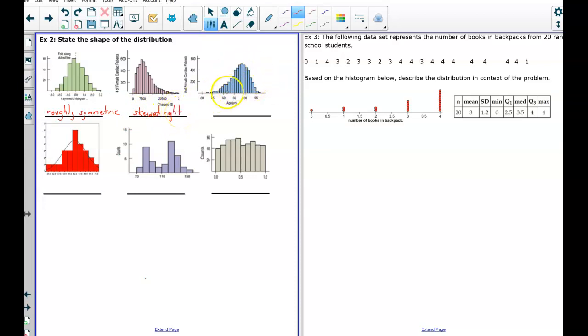This distribution, the one in blue, we have most of the data values towards the high end, with lower and lower as you go towards the left. So this distribution is skewed left.